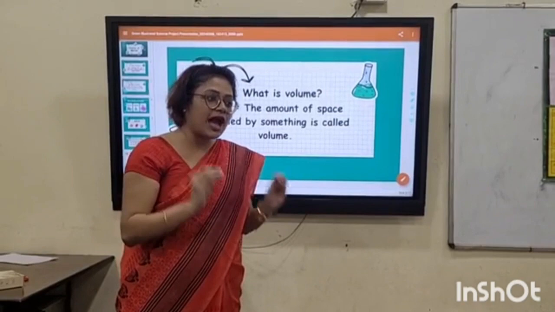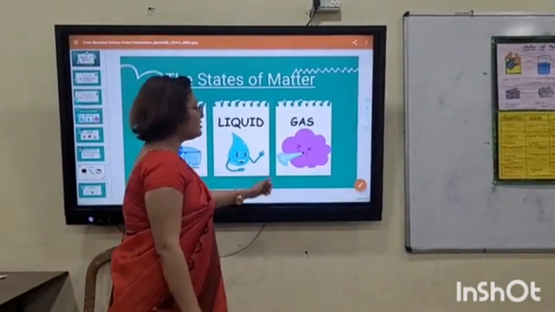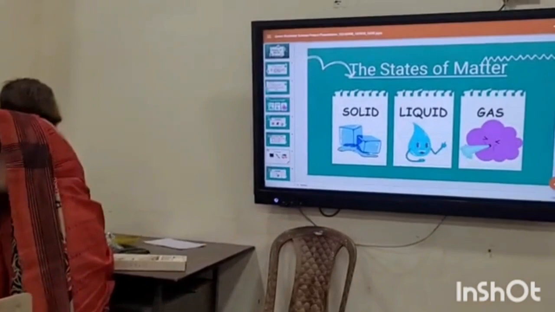Now we will go further. What are the different types and states of matter? First solid, second liquid, and the third one is gas. First, look around you. Anything.